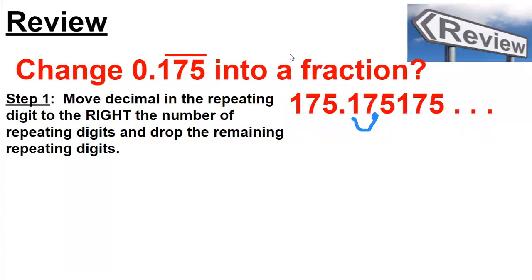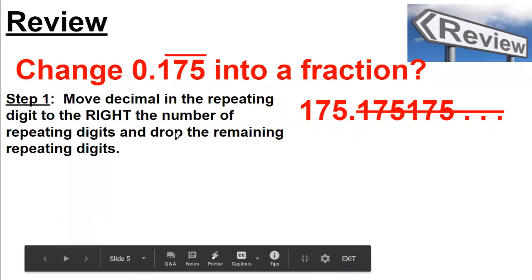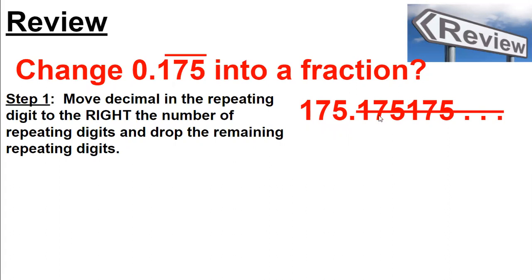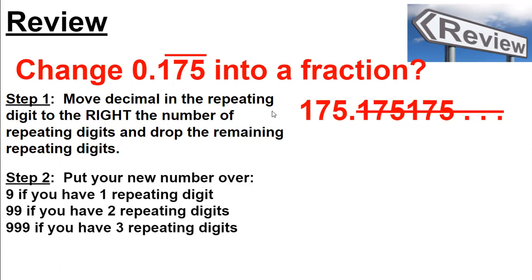And I'm going to clear my drawings. And then it says to drop the remaining repeating digits. So I have 175 point, it just would keep going. 175, 175, dot, dot, dot. Cross off the decimal portion. Just keep the whole number. Put your new number over 9 if you have 1 repeating digit, 99 if you have 2 repeating digits, or 999 if you have 3 repeating digits.